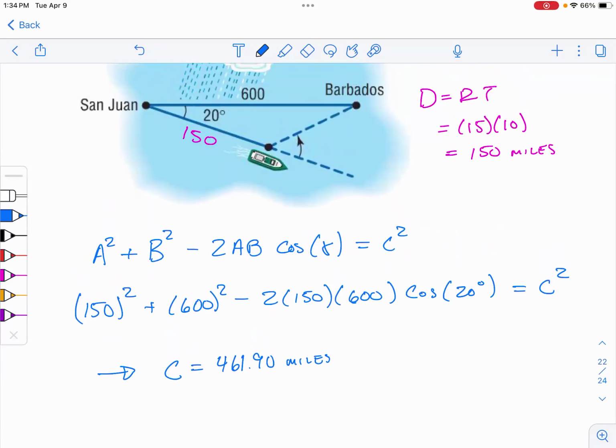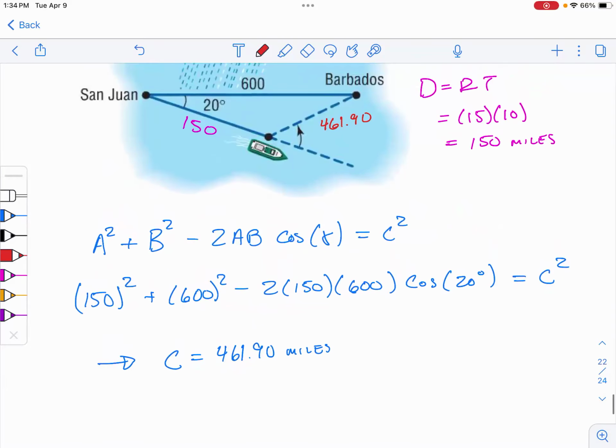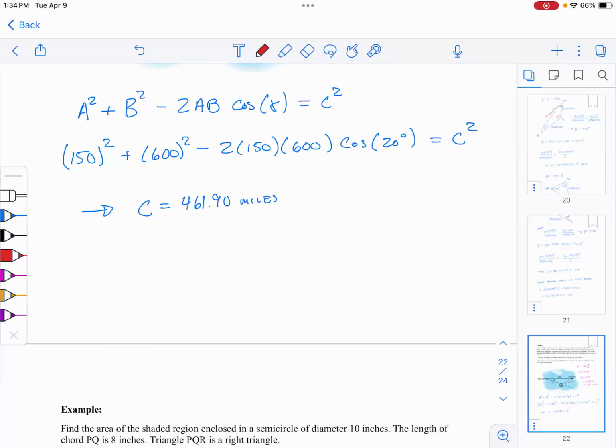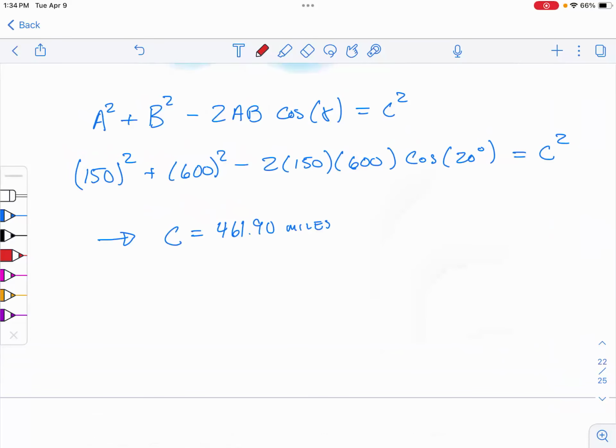And so that gave us the other missing side, because I need that in order to find this. I need this side in order to then do law of sines. So now we can do sine of 20 degrees all over 461.9.